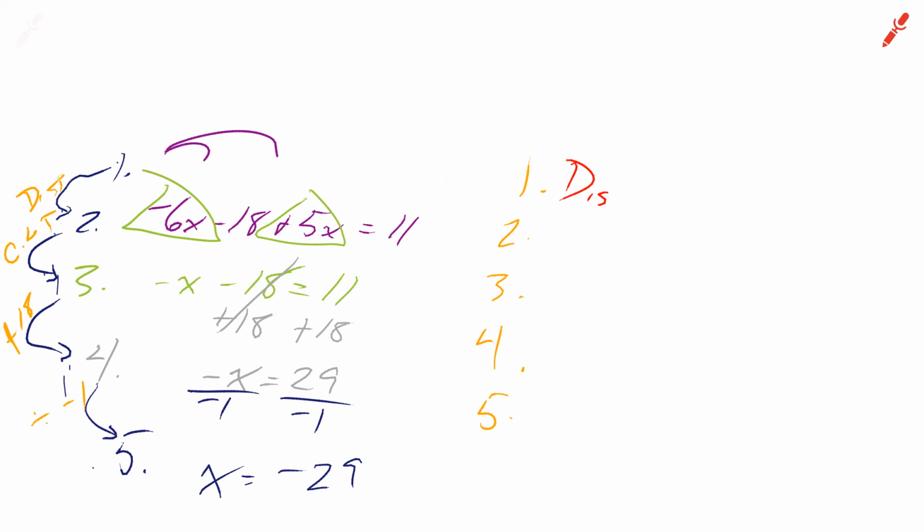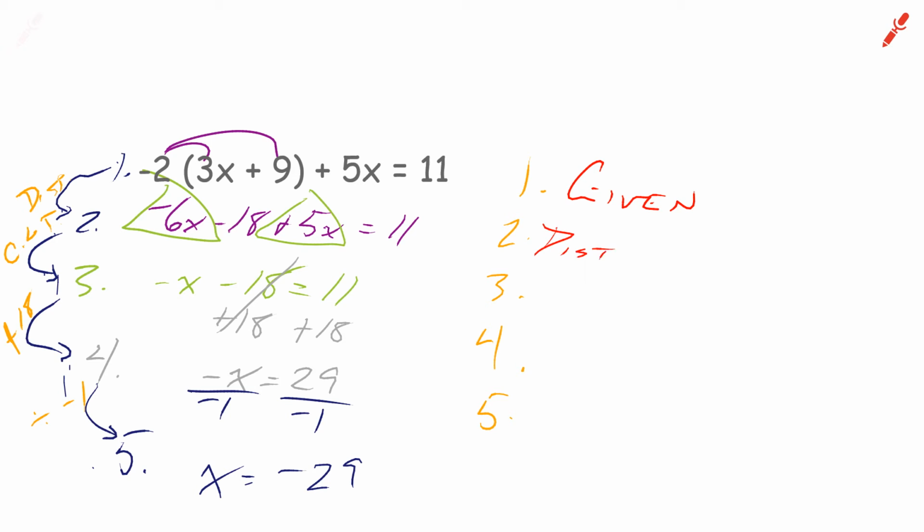What I want you guys to do is stop, pause the video, take 30 seconds. I want you guys to tell me what I just did wrong here. Alright, what you should have said is number 1 is supposed to be given, Mr. Kindle, because number 1 is always given. Then we get into the distributive property.